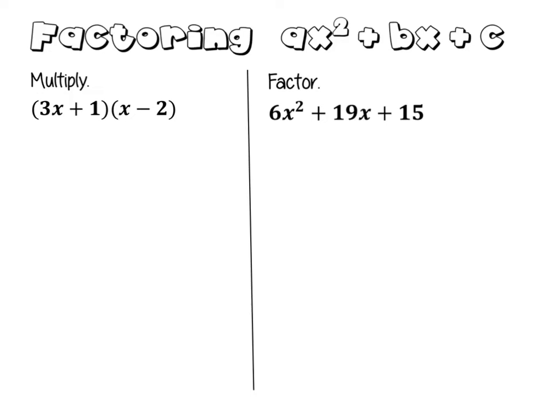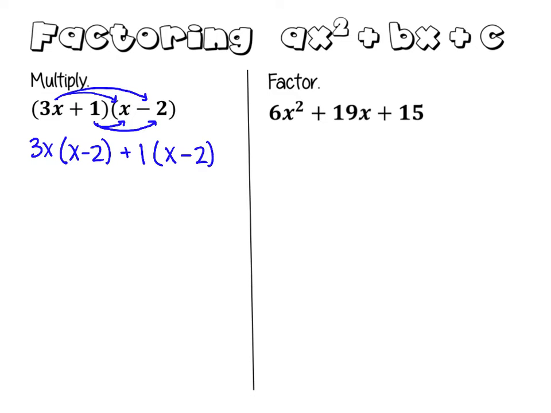Well, remember, my distributive property when I multiplied said I need to multiply 3x to both x and negative 2. Right? The long way to write this out that we don't usually show is that we're going to take 3x times x minus 2, and we're going to take positive 1 times x minus 2. Right? We have to distribute the 3x to both terms and the plus 1 to both terms.